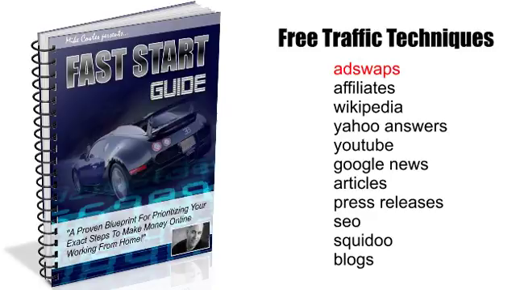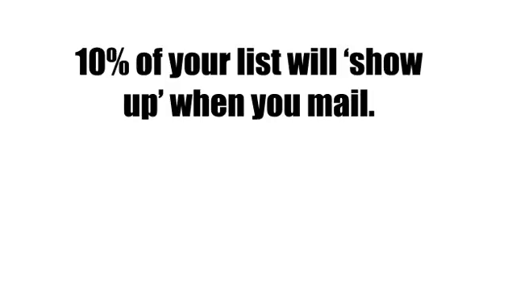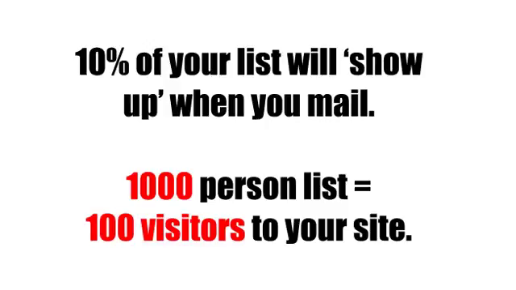Now, let me give you a quick example here of some of the numbers to expect when you're doing ad swaps and how to get started on this right away. Okay, now first, whenever you do an ad swap, whether it's your list or the other person's list, you want to count on about 10% of your list will actually show up when you do a mailing. What this means is a 1,000-person list will equal approximately 100 visitors to your site.